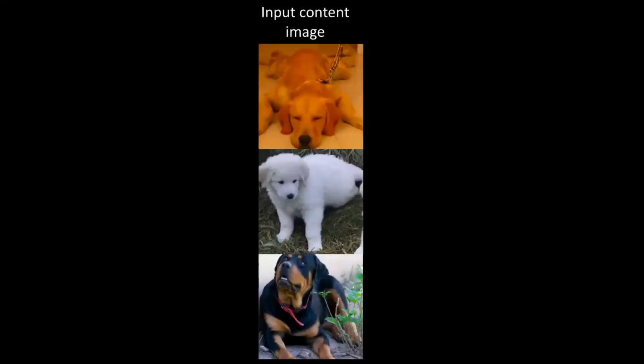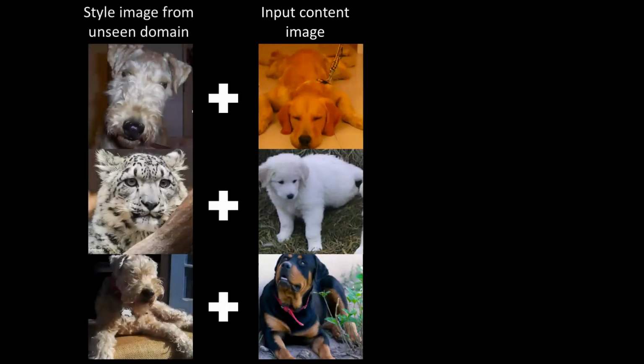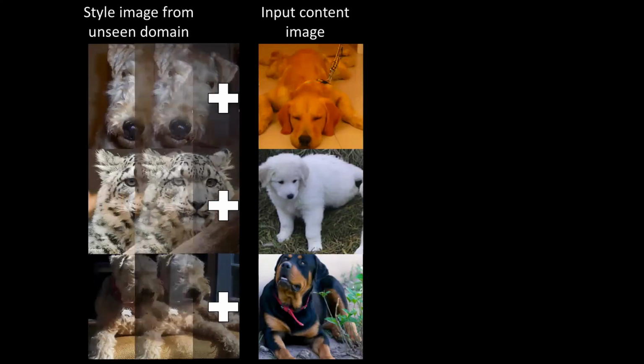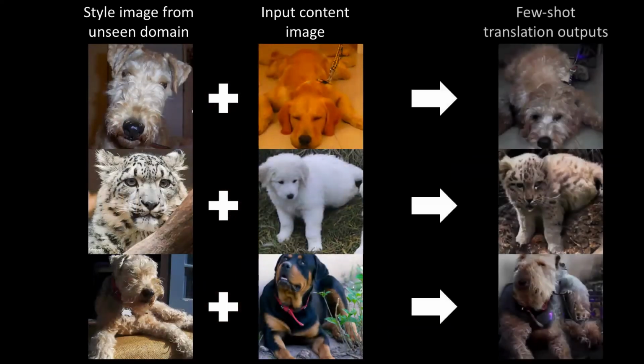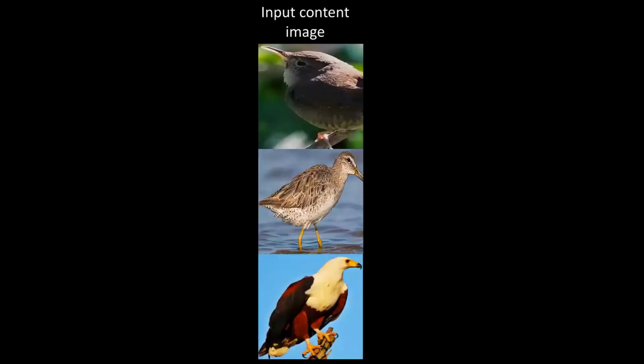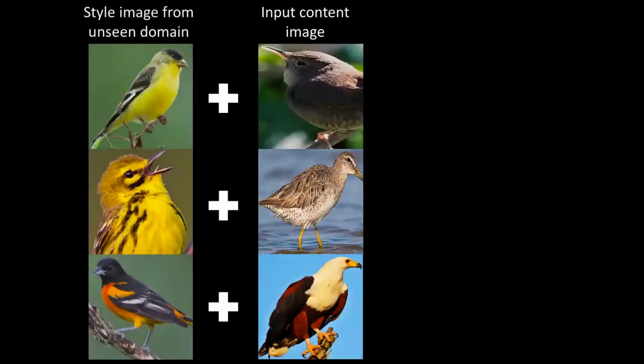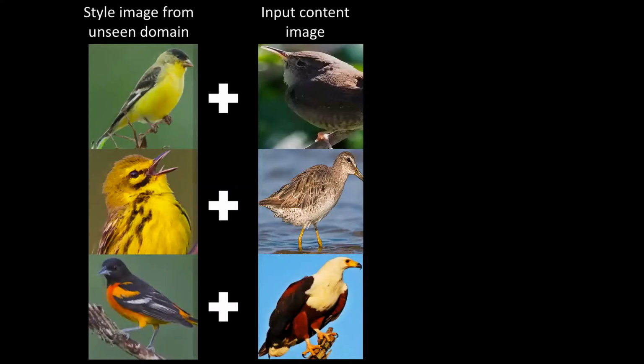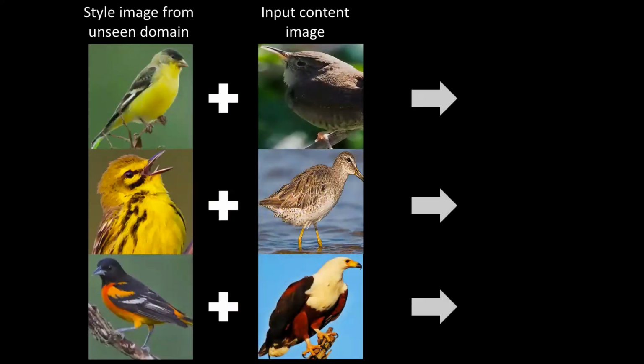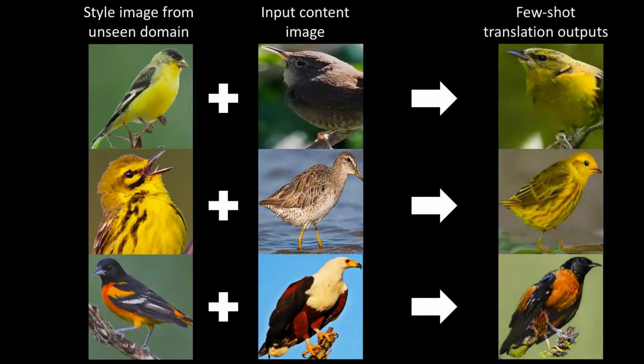Before going into the detail of our work, let's look at our results of few-shot image translation. Our proposed method achieves photorealistic few-shot image translation for challenging datasets, such as animal full-body images and bird images. While generating photorealistic images, our method preserves the input content information well.